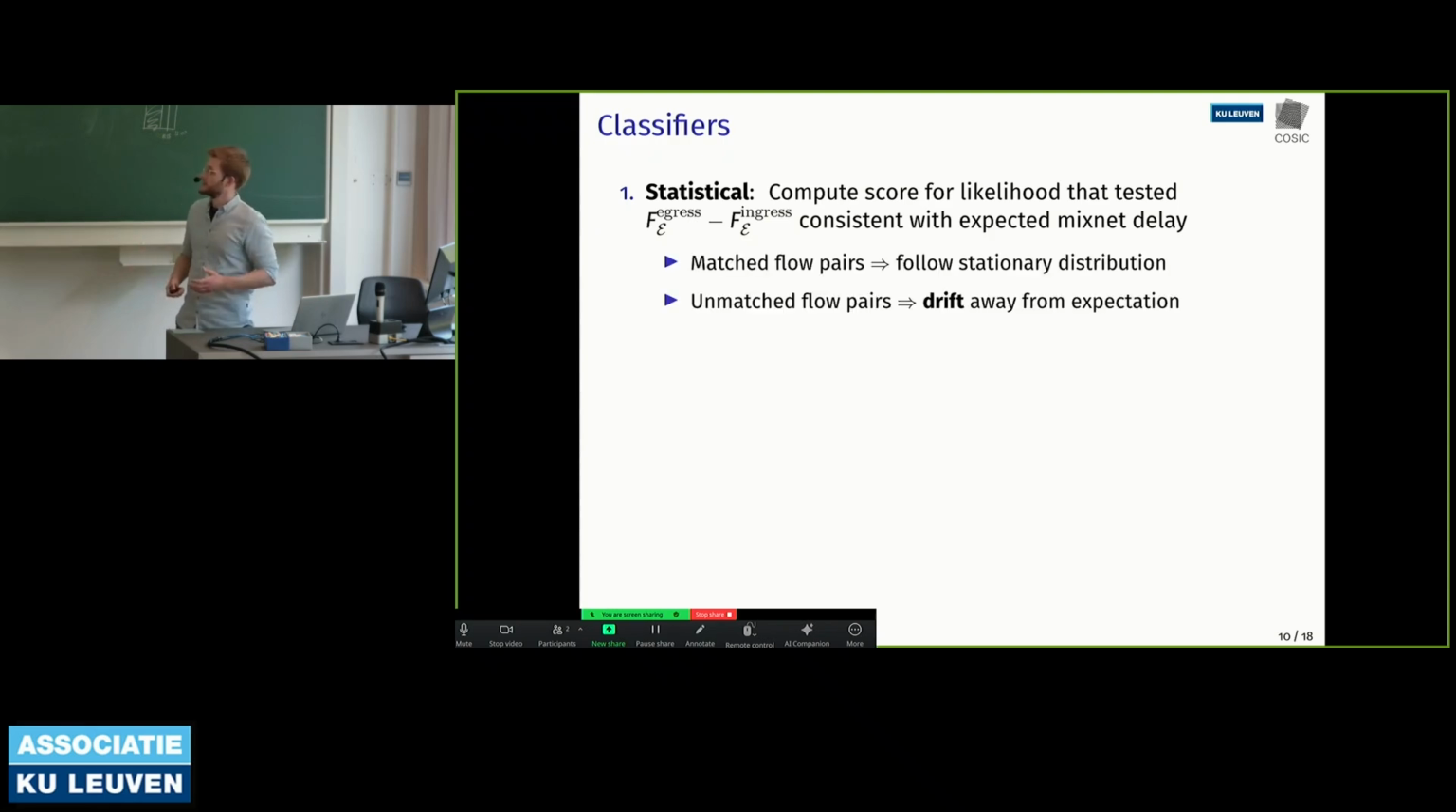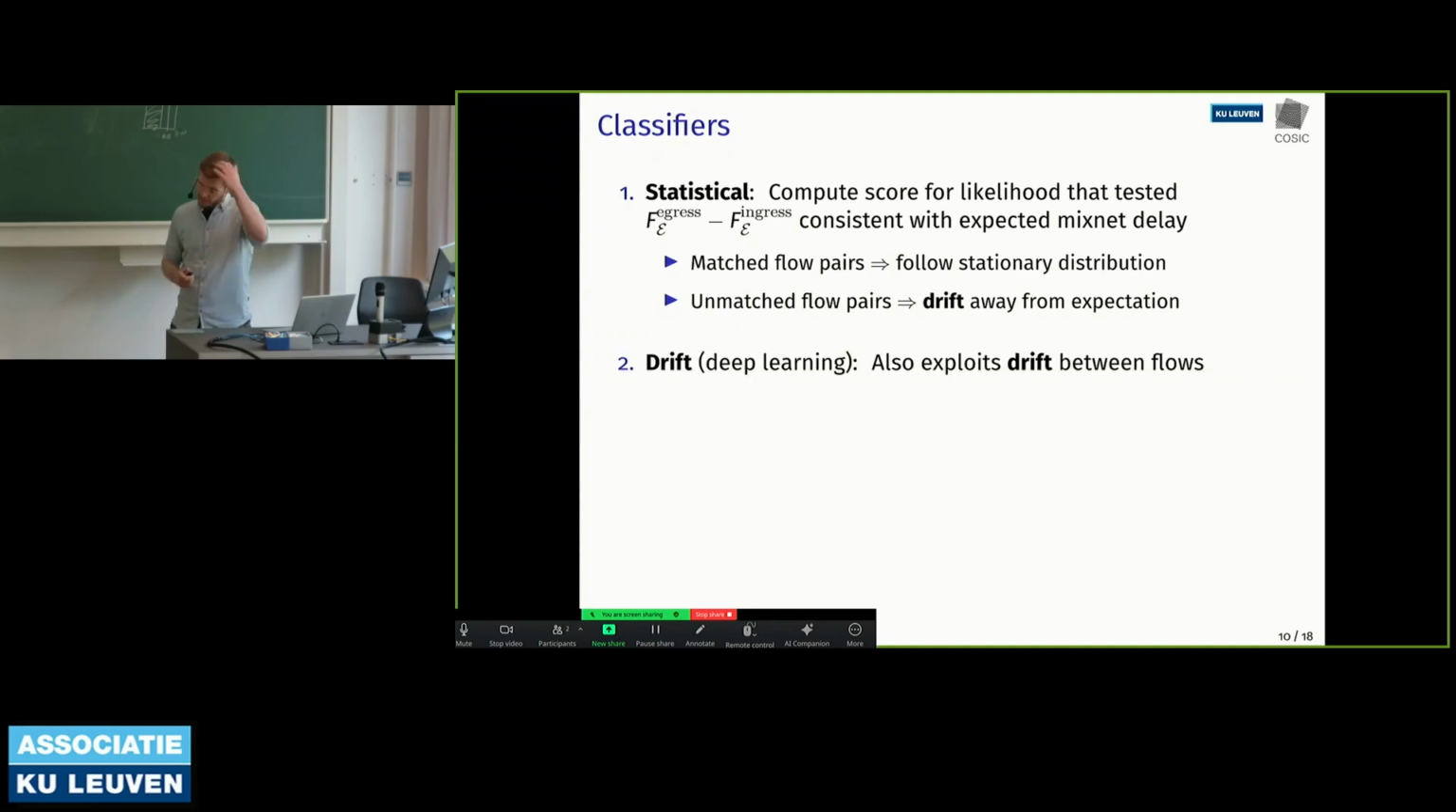Behind this is the intuition that for matched flow pairs, their delay will follow a stationary distribution. But for unmatched flow pairs, it will drift away. The longer you watch, the more it will drift away from the stationary distribution. So you can use this to discriminate. This is in quotes just because you really only compute these values. It's a statistical classifier.